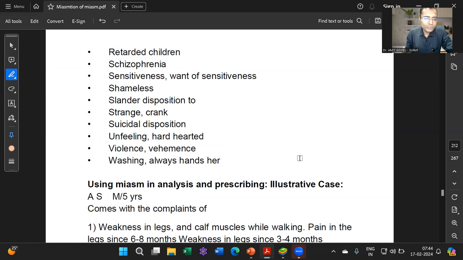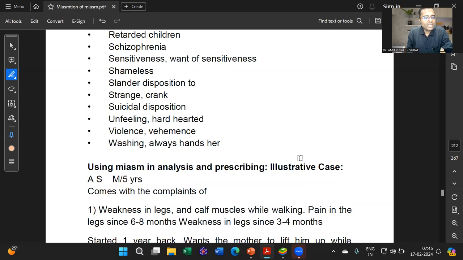Shamelessness, slanderous dispositions, desire to defame others, this is syphilitic in nature. Tricks, kinks, acts and opinions, the suicidal disposition, so a destructive mode is going on, this is syphilitic in nature. Unfeeling, hard-hearted, there is no feeling for anyone. If it is Psora, they are sensitive, so there is a feeling. In psychosis, they either show excess feeling or less feeling. And in syphilis, it's no feeling at all. So they become hard-hearted. Bolte na, patthar dil ho gaya. That is unfeeling, hard-hearted.